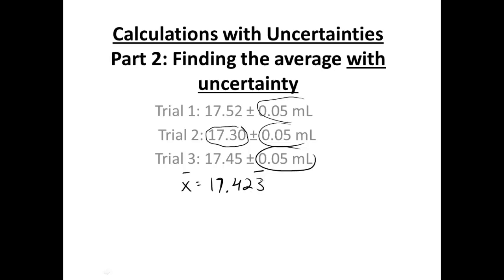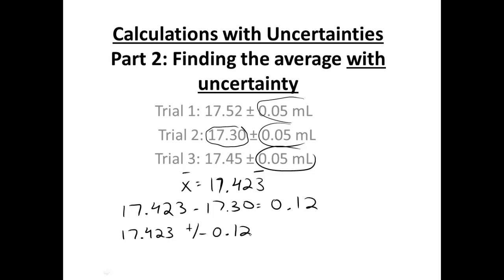Okay, so we can just do a quick subtraction to see what the difference is between those two, and we get 0.12 as the difference. Okay, so our answer should be, at least initially, 17.423, that's the average, plus or minus 0.12 milliliters. So this is called the range. This right here should be high enough that it encompasses all of the values we got in our trials.